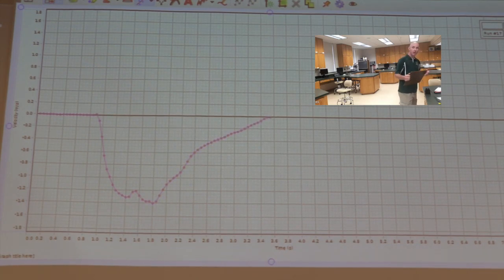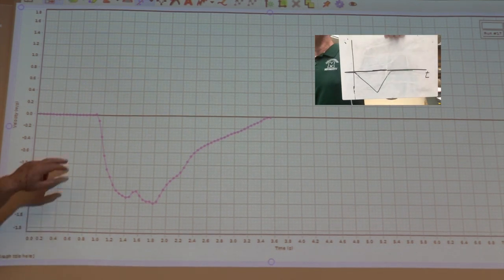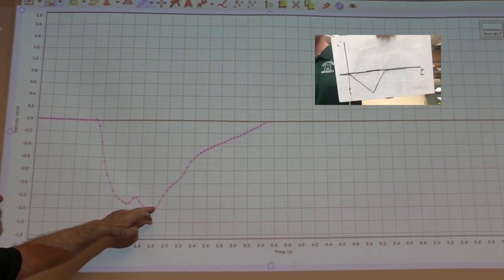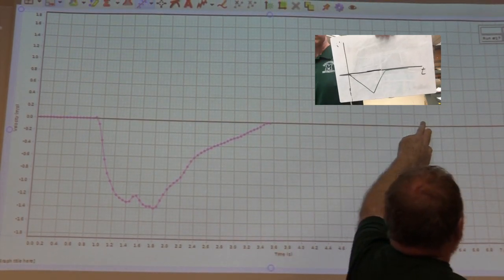Good? You happy with that? Sure. All right, I'm happy with that. All right. Hey, if we look at this, he's still. He goes towards the sensor, goes from the sensor, and then he stops all the way there.